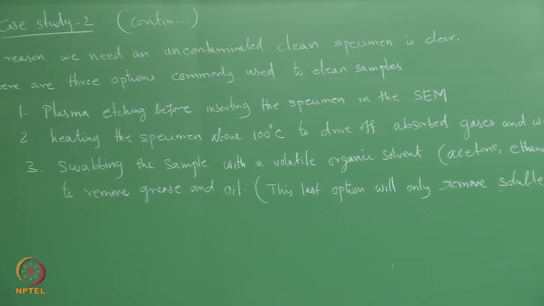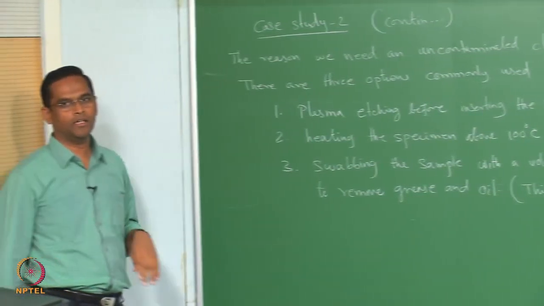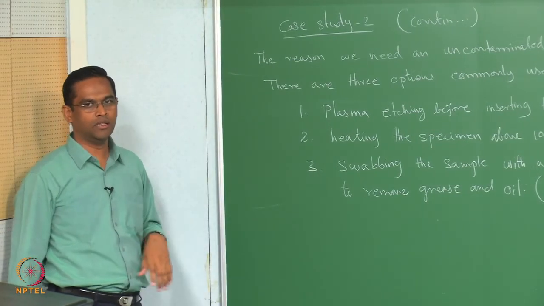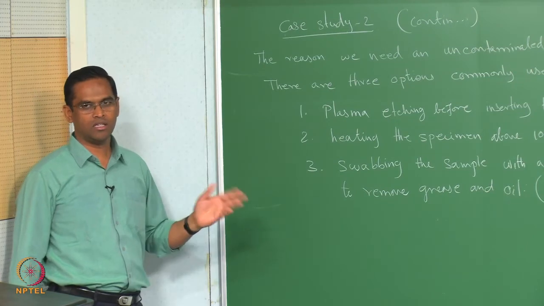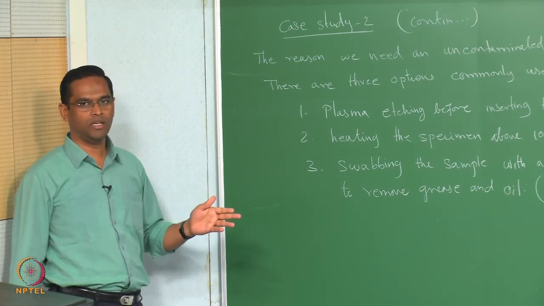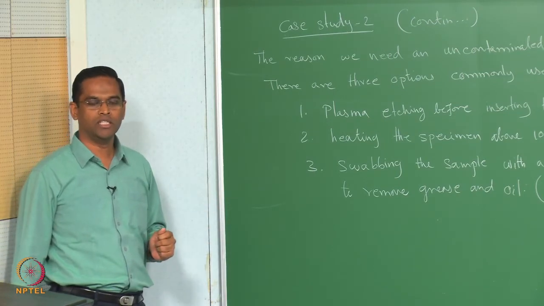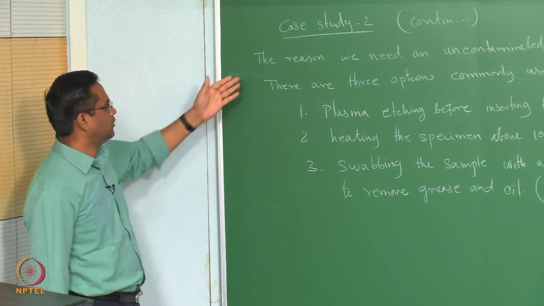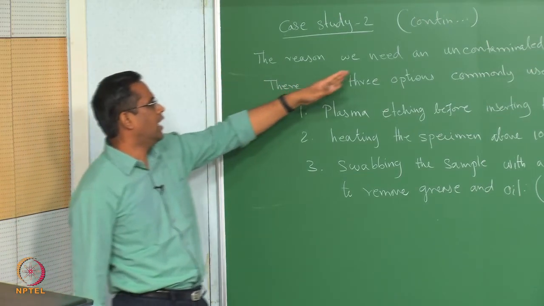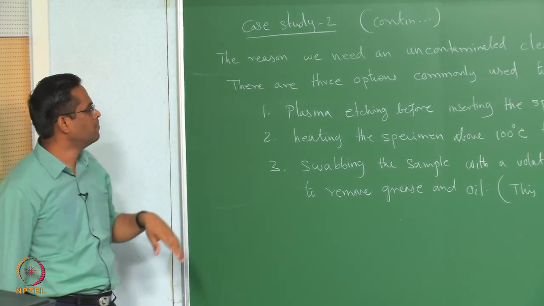So, what I have written here is that if you look at the image I have shown on the slide, we are talking about the contrast difference between the center region and the periphery region, and then we said that it is because of the buildup of contamination. So the reason we need an uncontaminated clean specimen is very clear from this case study.